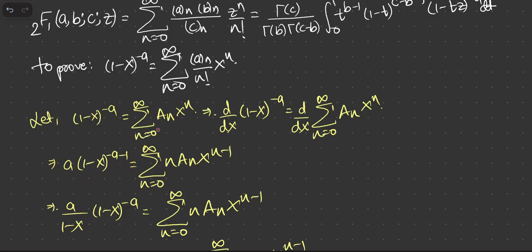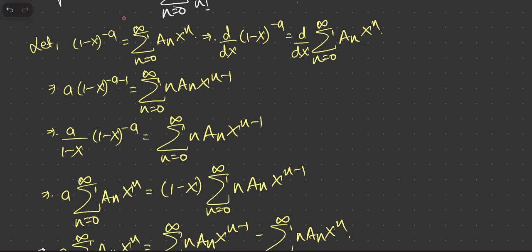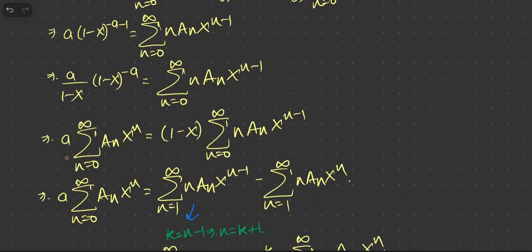On the right-hand side, since a sub n and the sum do not depend on x, we only deal with the part that depends on x. The derivative of x to the n is n times x to the n minus 1, which is what we have written. Now we can write this as a over 1 minus x, where I have used the negative exponent, and 1 minus x whole to the negative a as it is. On the right-hand side we have the same thing as earlier.